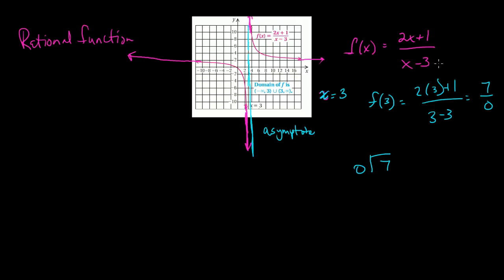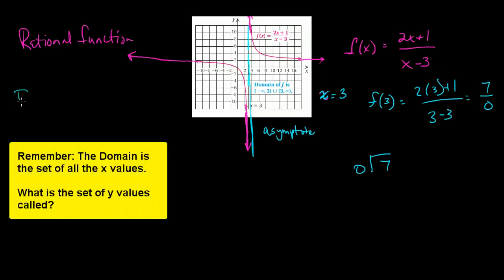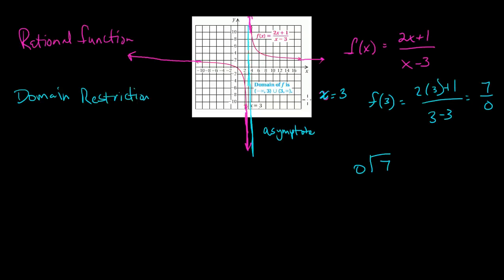So this function has a domain restriction. And a domain restriction is where you cannot have particular values of x. Because I have x minus 3 on the bottom, I can never put 3 in here and have a rational or even a real statement, right? The function blows up.